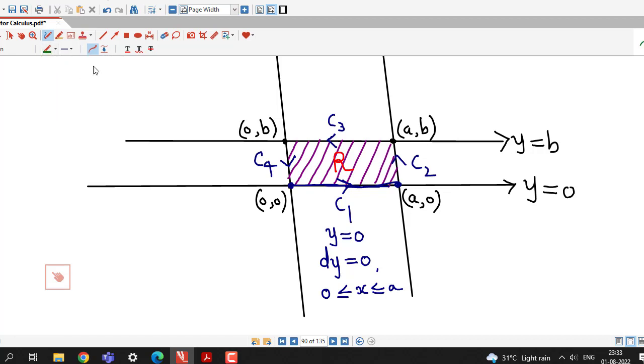Now along path C2, x is constant, that is x equal to a, and therefore dx will be equal to 0, and y varies from 0 to b.